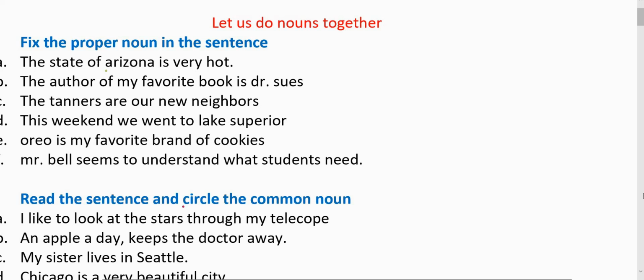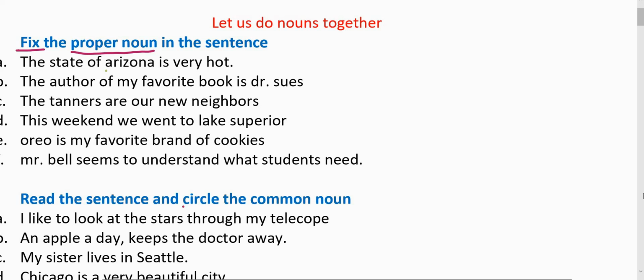In the first section, we are supposed to fix the proper noun in the sentence. What do you understand by fixing? When do you fix a thing? You fix things when something is not in a proper state. So here there are two things you have to do. Identify the proper noun, and if there is any error in it, you have to rectify it.